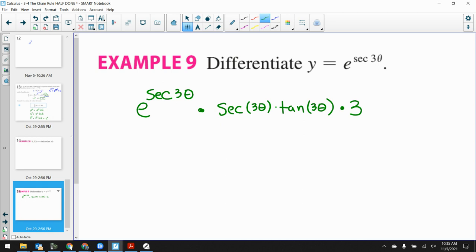It doesn't just go away. That would be like if it was the derivative of theta plus 3, then that 3 would go away. But because it's the secant of 3 theta, I have to multiply 3 back on. So just to reorder it a little bit, this is 3 times e to the secant of 3 theta times secant 3 theta times tangent of 3 theta. Now, I don't believe there are any trig identities that we can use.